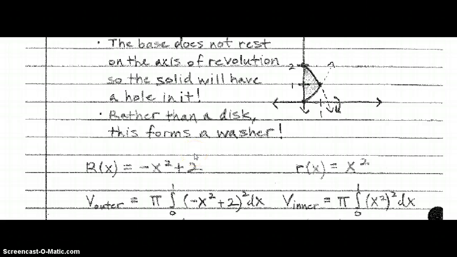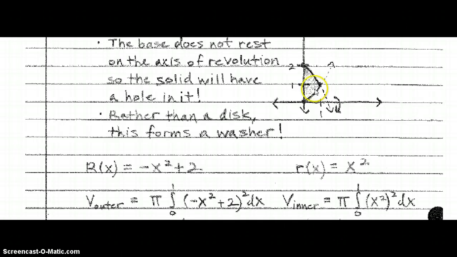So to do this, similar to the example that we just talked through above, you have an outer function, which I like to call big R, and an inner function, which I call r. How do you know which one is which? The outer function is farther away from the axis you're revolving around than the inner function is. And just like we mentioned above, to find the volume of a washer, you take the volume of the outer function first, minus the volume of the inner function.